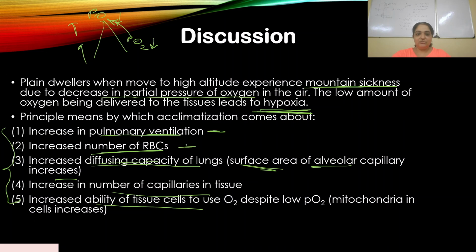So if you knew these 2 facts, you could have been able to answer the question. But apart from that, other changes are also happening in that physiology. Diffusing capacity increases, that means surface area increases, the number of capillaries in the tissue increases, and the ability of tissue cells to use oxygen in that low PO2 environment also increases. That means the number of mitochondria in the cells increases.